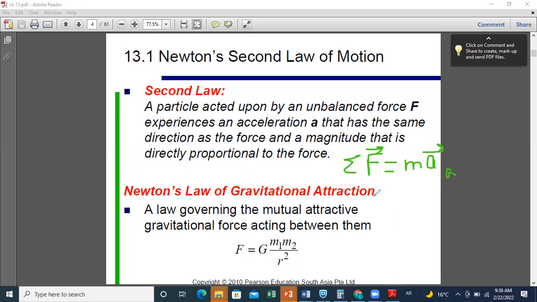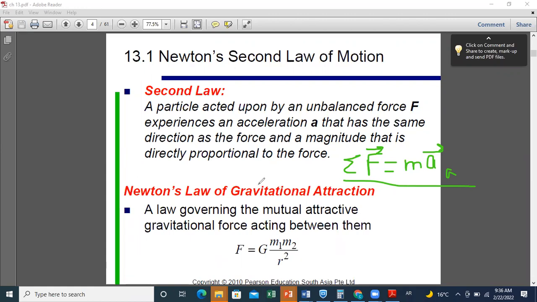And we can decompose this vectorial relation into several equations. In Cartesian coordinates, we'll write sum of Fx equals m ax, sum of Fy equals m ay, sum of Fz equals m az, okay? And in normal tangential coordinates, we'll decompose it into the sum of normal forces, the sum of tangential forces, and the sum of forces along B.